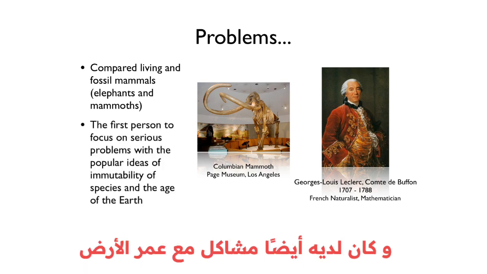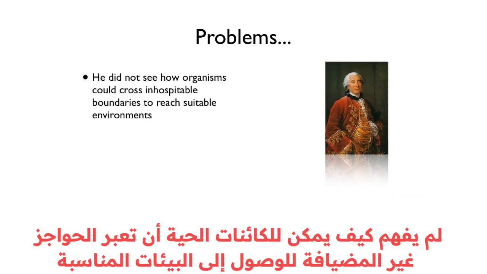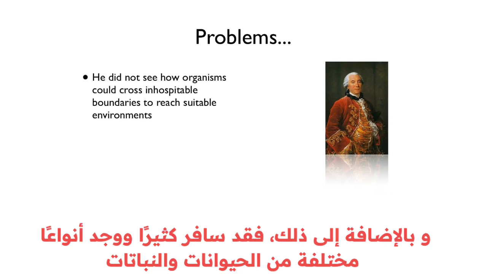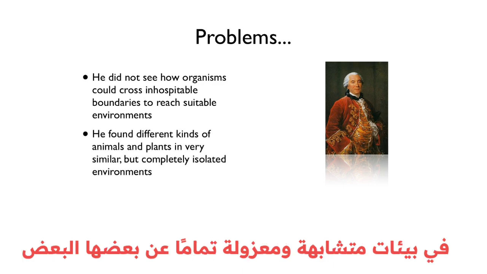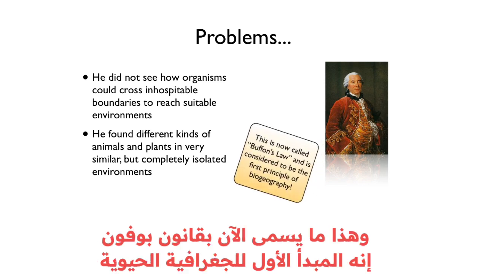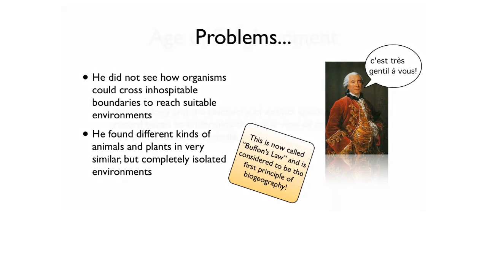And he also had issues with how old the earth was. He disagreed with the biblical age of the earth. He didn't understand how organisms could cross inhospitable barriers to reach suitable environments. And in addition, he traveled a lot and he found different kinds of animals and plants in similar environments that were completely isolated from one another. And this is now called Buffon's law. It's the first principle of biogeography.